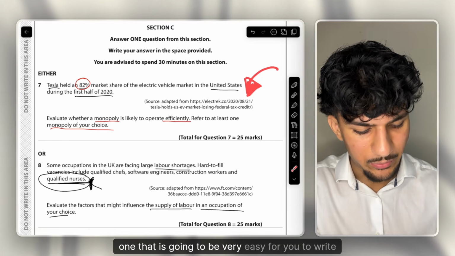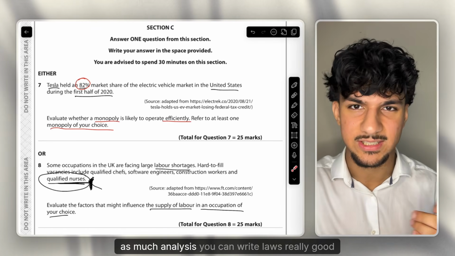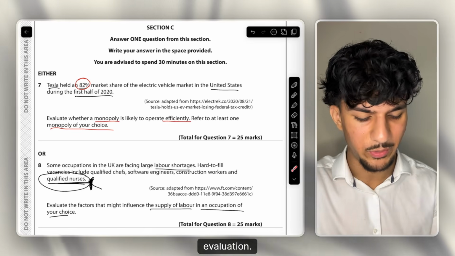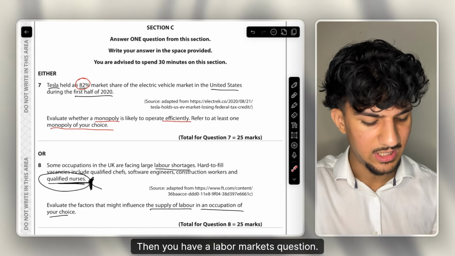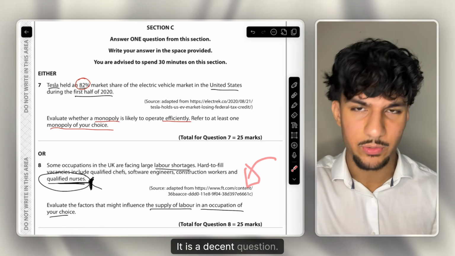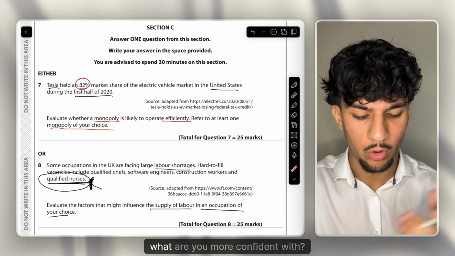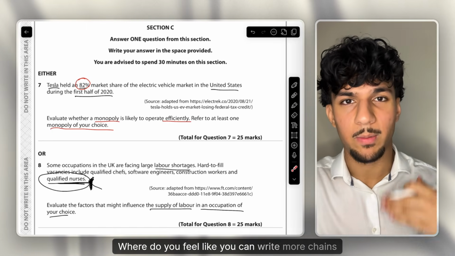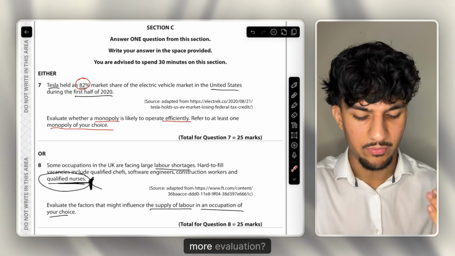One that is going to be very easy for you to write as much chain of analysis. You can write loads, really good evaluation. And then you have a labour markets question. Yes, labour markets question, it is a decent question, but as a student, what are you more confident with? Where do you feel like you can write more chains of analysis, more in-depth, more evaluation?